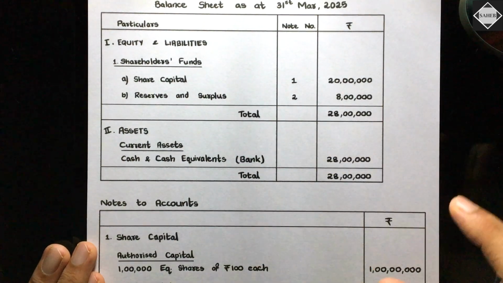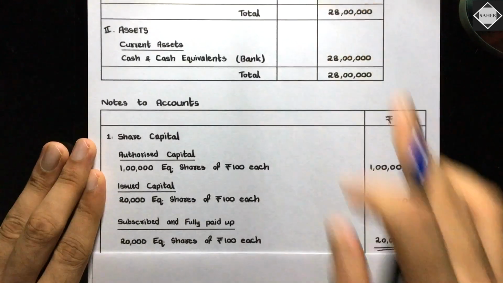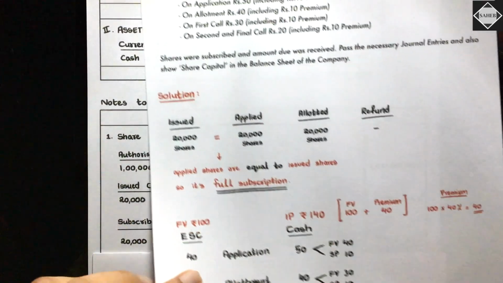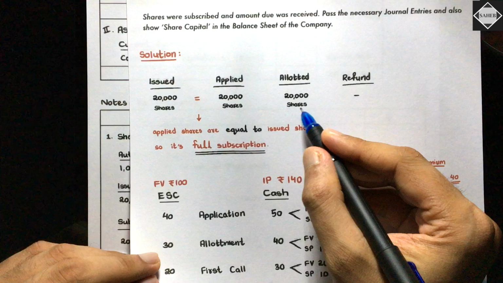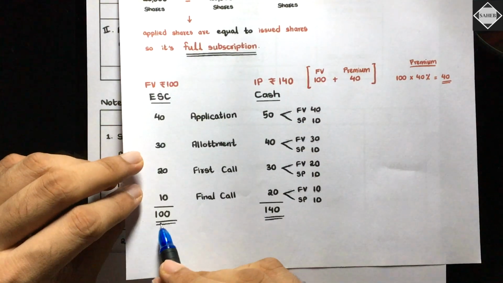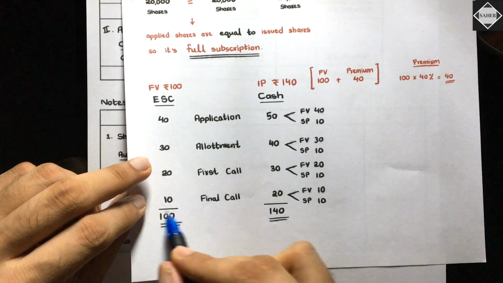Share capital done? Yes. So how is this 20 lakhs? You all know now, it's really simple. See what happened, 20,000 shares allotted at 100, only face value will go in equity share capital, that is how it is.